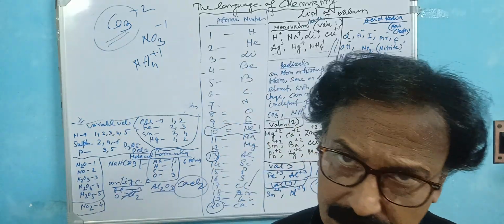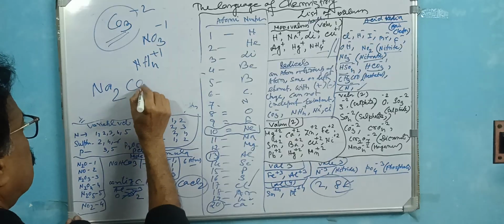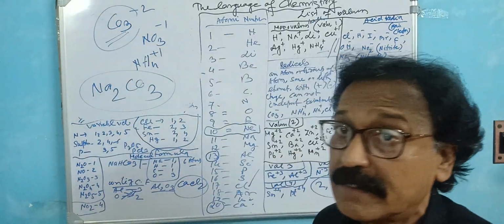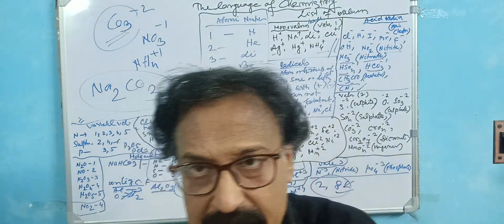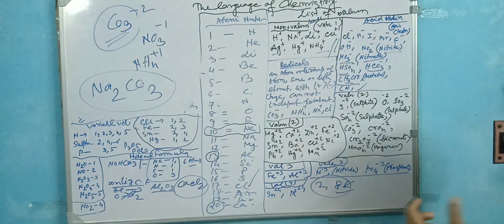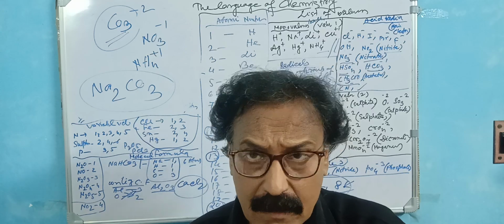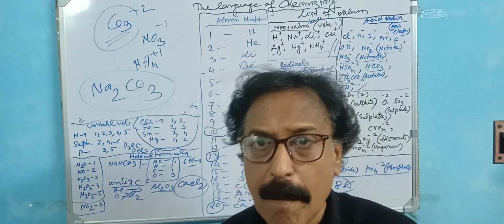Sodium carbonate, Na2CO3. Inside Na2CO3, carbonate is there. So carbonate has no independent existence. Radicals means a group of atoms with a charge, plus or minus, but they cannot exist independently. They just combine with a different basic radical to form a salt.